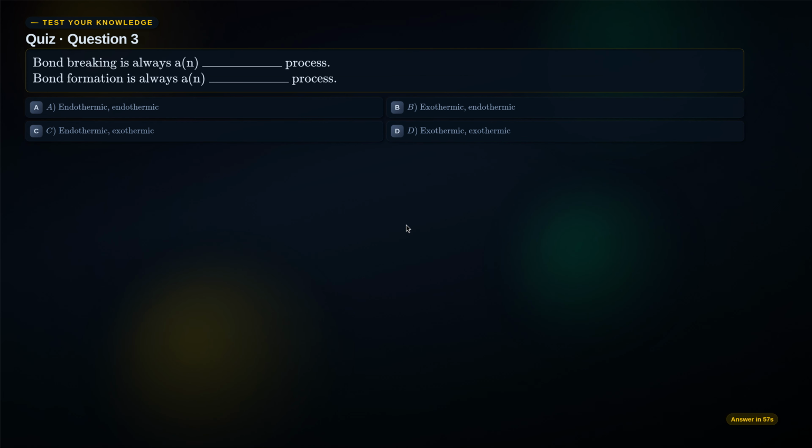Quiz question 3. Bond breaking is always a blank process, and bond formation is always a blank process. Option A, endothermic, endothermic. Option B, exothermic, endothermic. Option C, endothermic, exothermic. Option D, exothermic, exothermic.